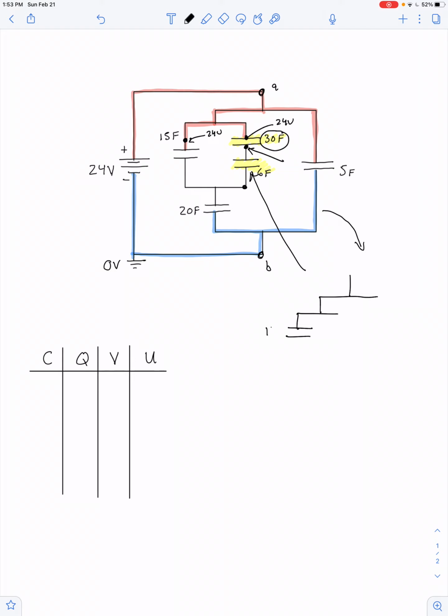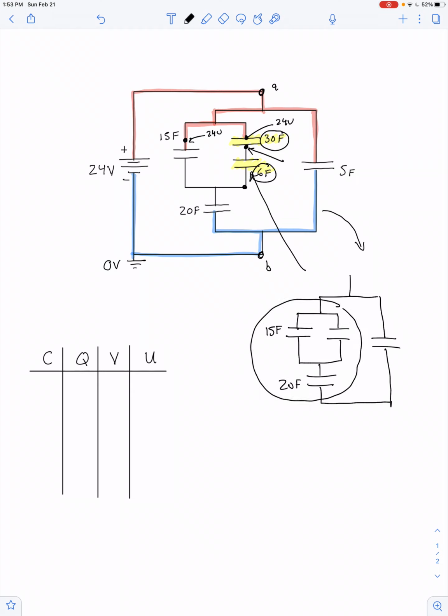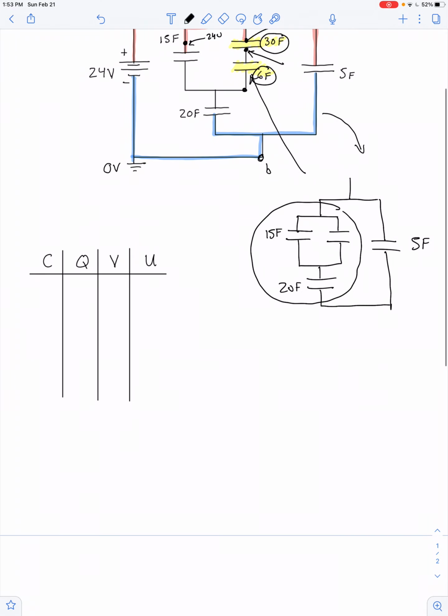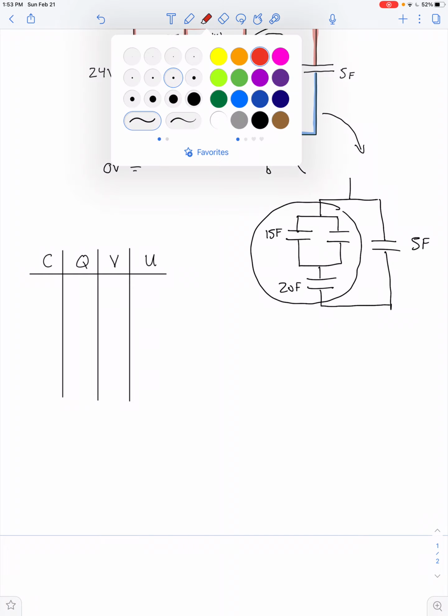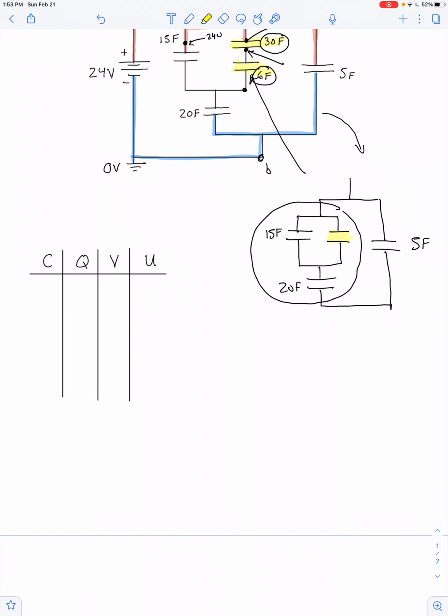So there's our 15 farad capacitor. And then here's a capacitor that represents the combination of the 30 and the 6. And then that's connected to the 20 farad capacitor. And all that is then connected in combination. All of that is connected in parallel with the 5 farad capacitor. So we just need to figure out what's the value of this equivalent.